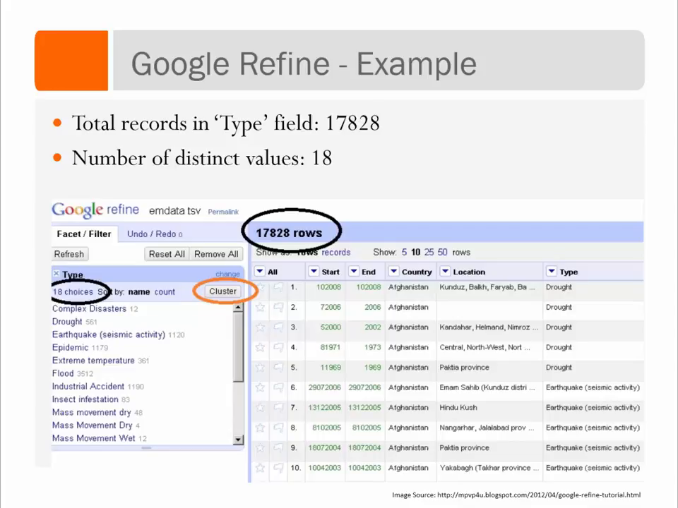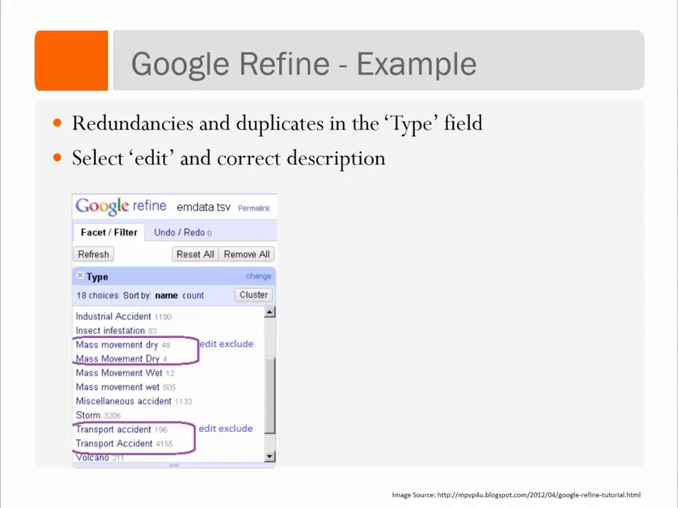Now we also see, if you read further down, that there may be some consistent or repeating values. We see mass movement dry, and then a second mass movement dry, and the only difference between them seems to be the capitalization on a couple of words. So we might deem that these are actually the same thing. And if they are, we can click on the cluster button. And we will see the redundancies and duplicates in the type field window here.